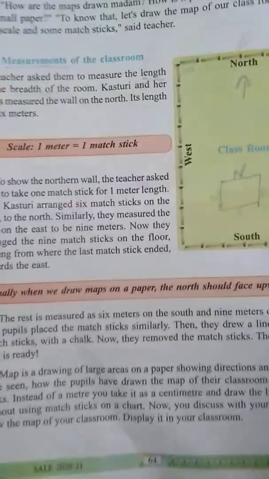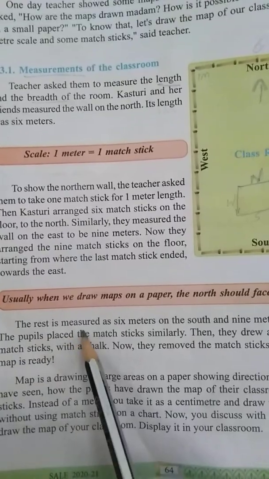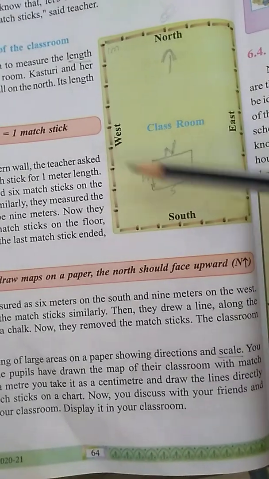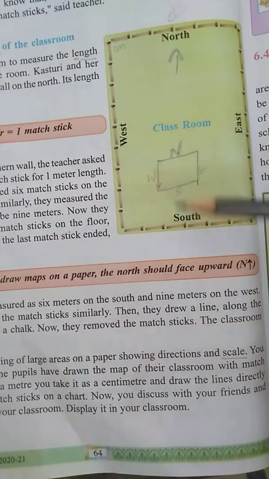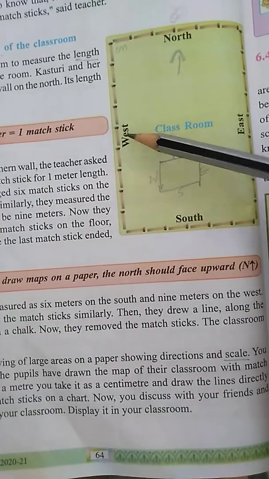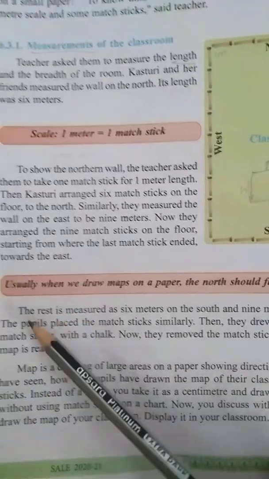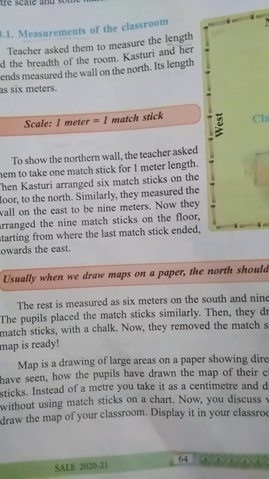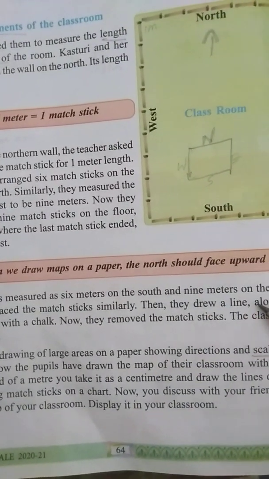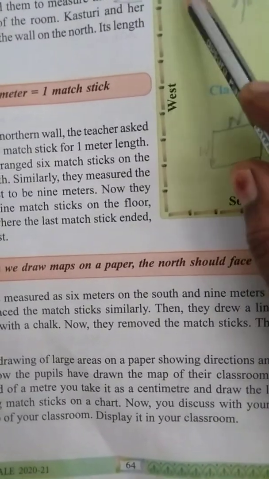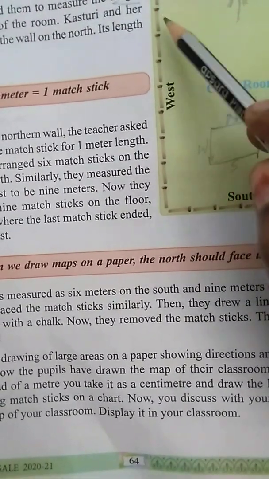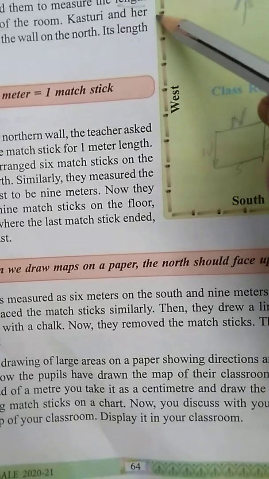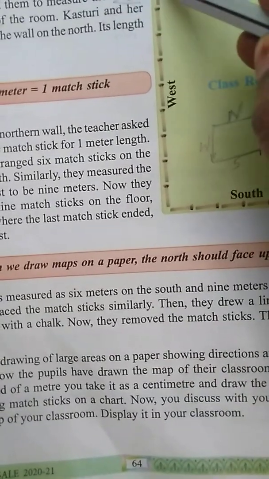Okay, then the rest is measured as 6 meters on the south and 9 meters on the west. So for these two remaining directions also they placed the matchsticks, on the south side 6 meters and the west side 9 meters. The pupils placed the matchsticks similarly. So all the students placed the matchsticks similarly. Then they drew a line. They have not pasted them, they just placed the matchsticks down on the paper, and beside that they used a scale and drew the line like this.